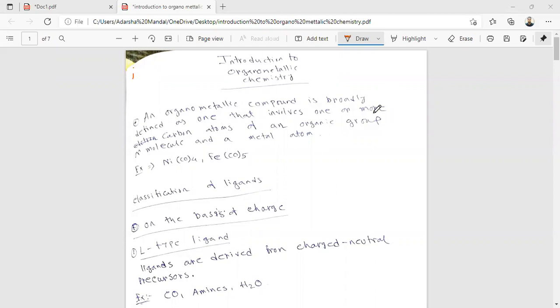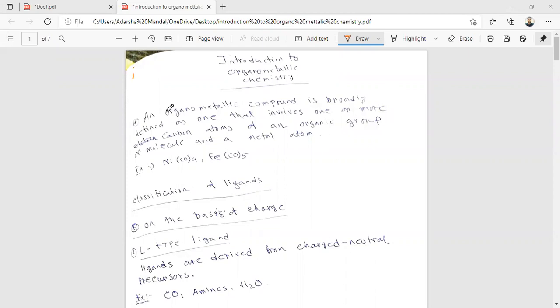Today I am going to teach organometallic chemistry. So in this class I will give a basic introduction to organometallic chemistry. I will tell how to count the effective atomic number, that is the EAN, of an organometallic complex.